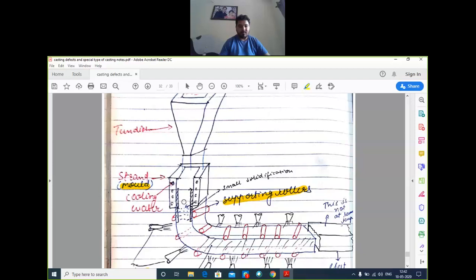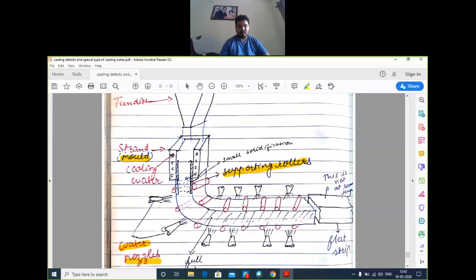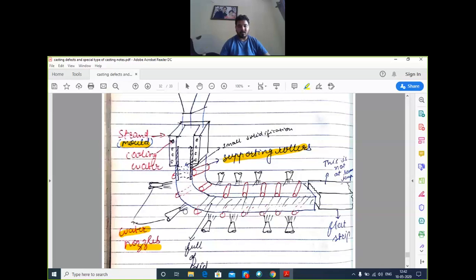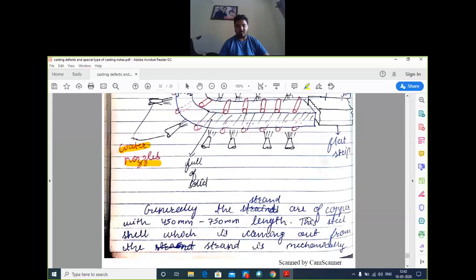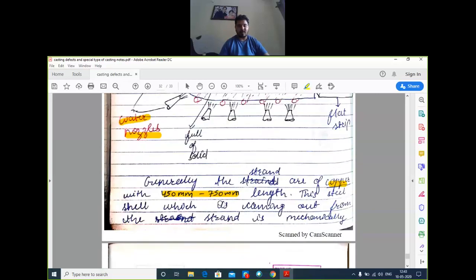After the strand, the material flows with the supporting rollers, and we use the water nozzle for solidifying this product directly. After solidification, we can cut it into parts for getting products of many shapes. Generally, the strand is of copper, and the strand mold is of the size of 450 to 750 length.